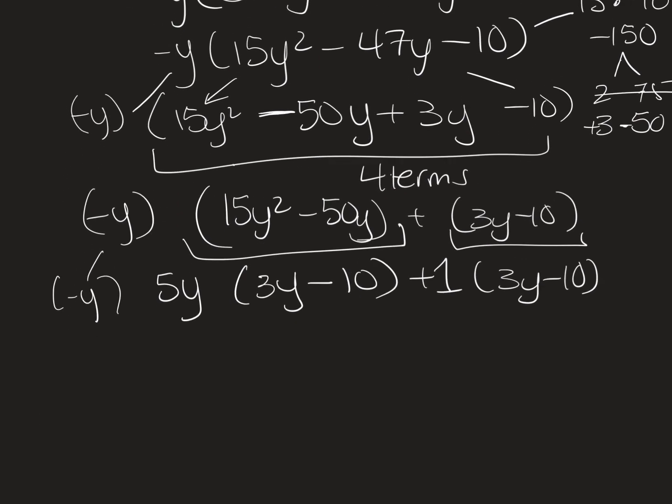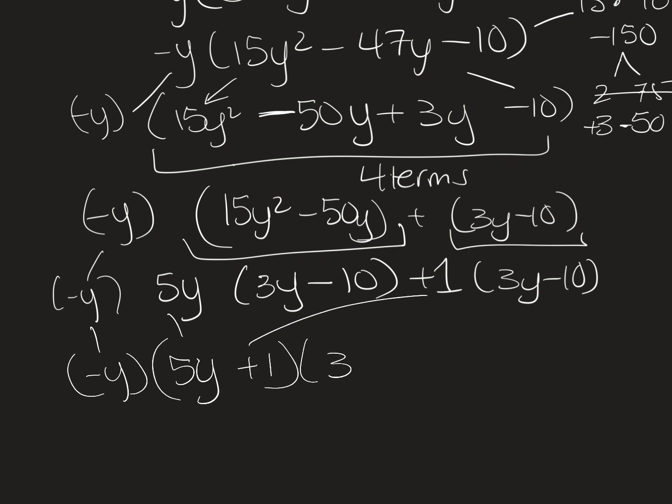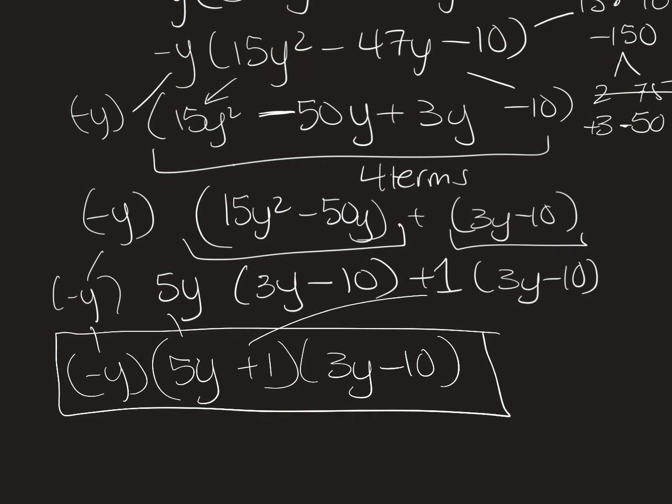And bring this one down again. Negative y times 5y plus 1, times 3y minus 10. And there's my answer.